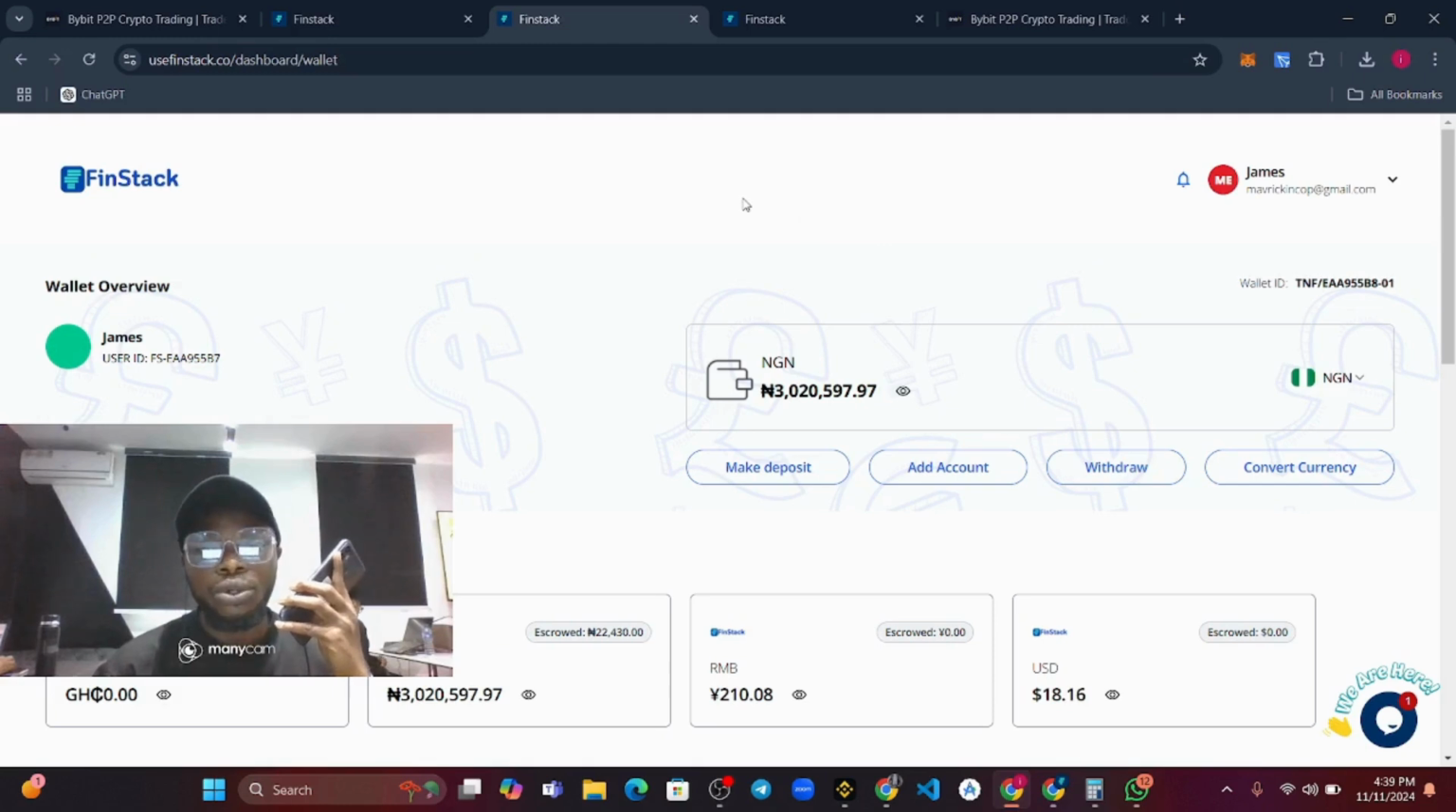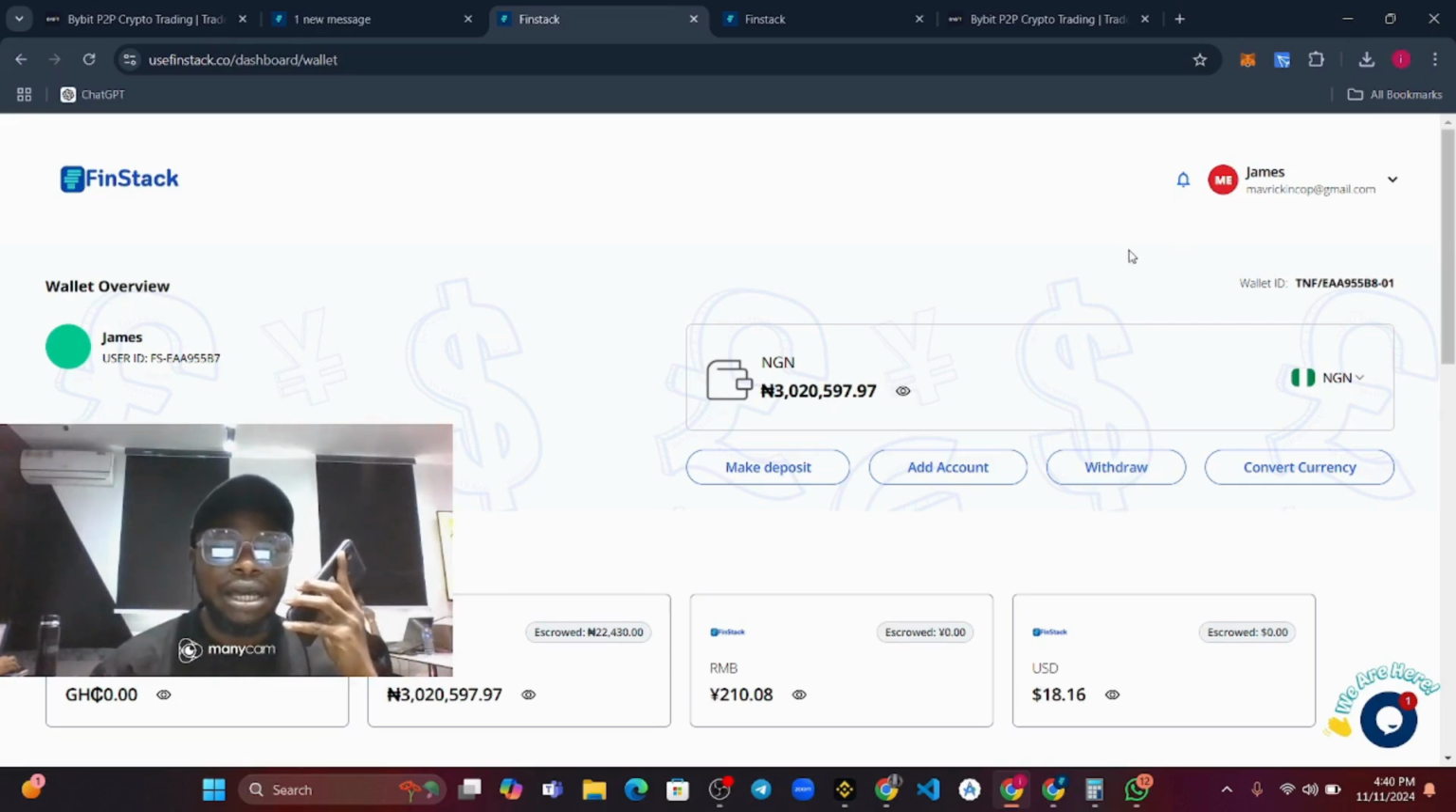But if you are a new user, all you need to do is go to the get started button. When you go to the get started button, you provide your details like your ID card details, your picture, the picture of you, and then after that you get registered. You can as well become a vendor. A vendor simply means someone who buys and sells.